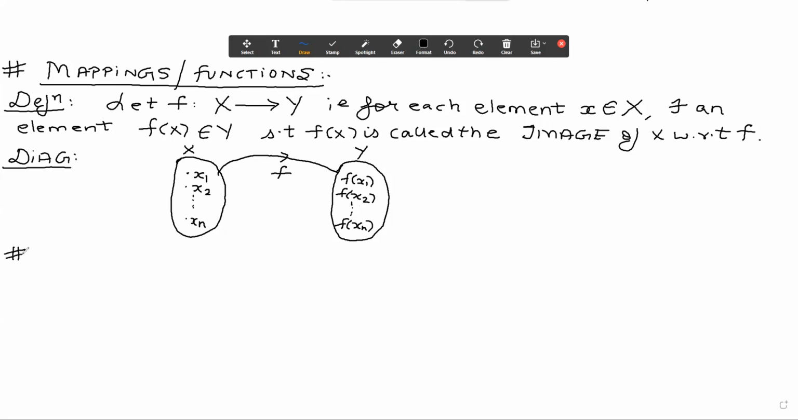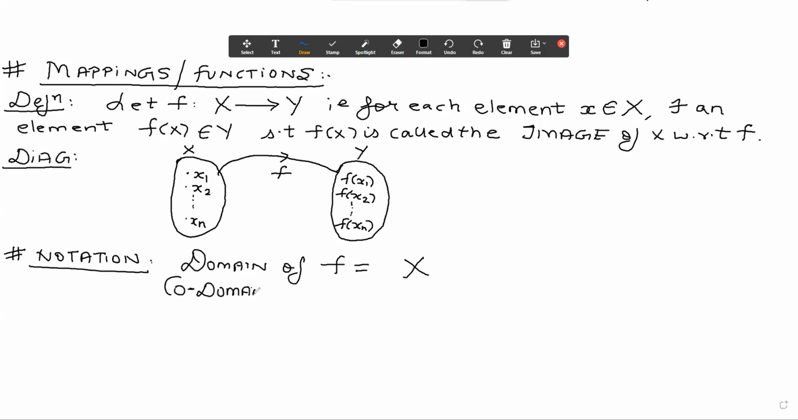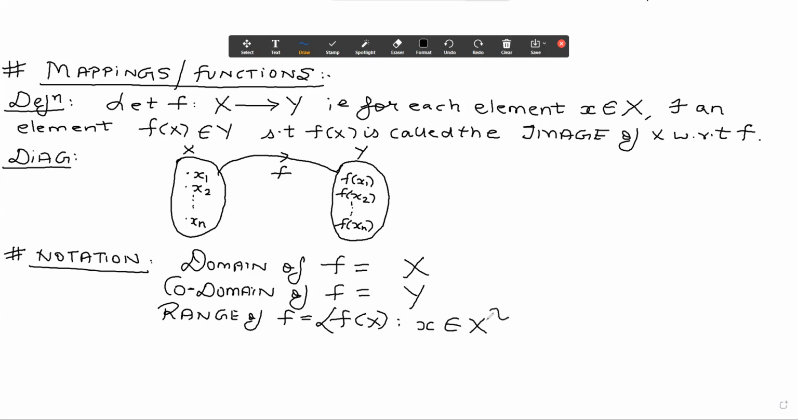As all students have done this in high school as well, we know that the domain of the function is the set capital X. The codomain of the function is the set capital Y. And what is the range? The range of the function is the set of f of x such that small x belongs to capital X.